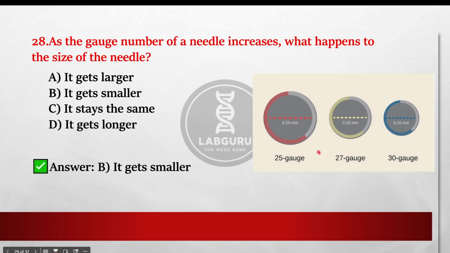You can see here the 25 gauge has an internal diameter of 0.25 mm. But when the gauge number increases to 27, the internal diameter decreases. It is 0.20 now. When it increases more, going to 30 gauge, the size of the needle bore decreases to 0.15 mm only. So if the gauge number is increasing, it means the size of the bore, the size of the hole of that needle, will decrease. Okay.